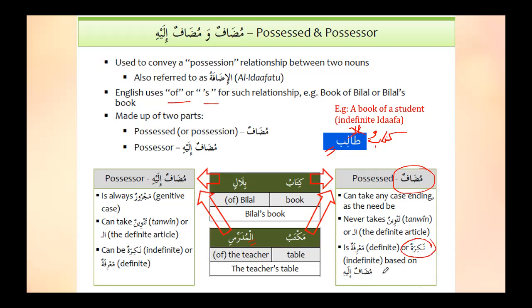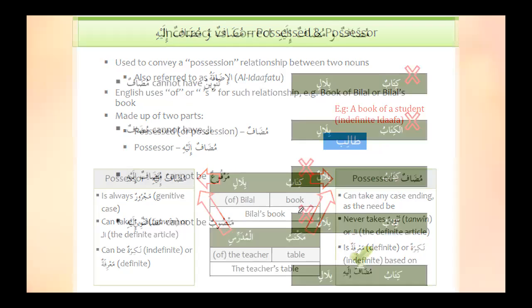So in this example that I've shown here, it is nakira, indefinite, because the mudaf ilayhi is indefinite, because the second term is indefinite. The first term is also indefinite by nature, by its position. A book of a student. This is a very less common use. The more common use is the definite use.